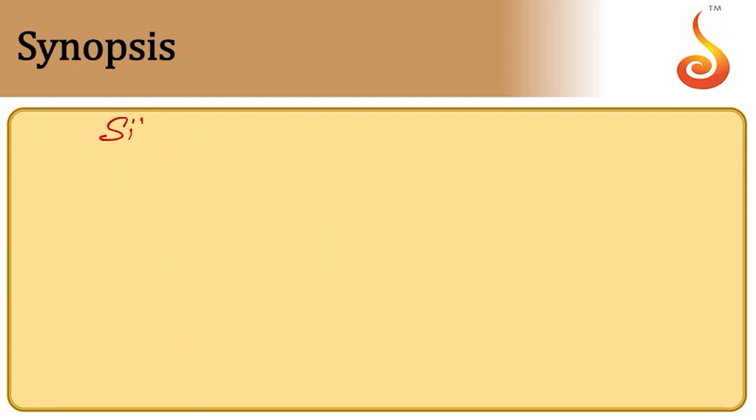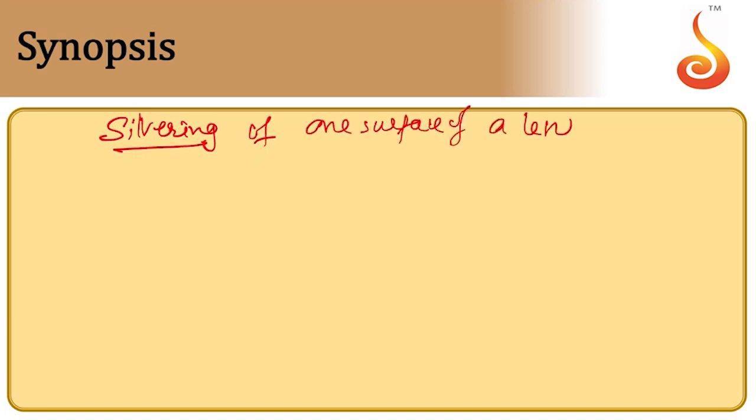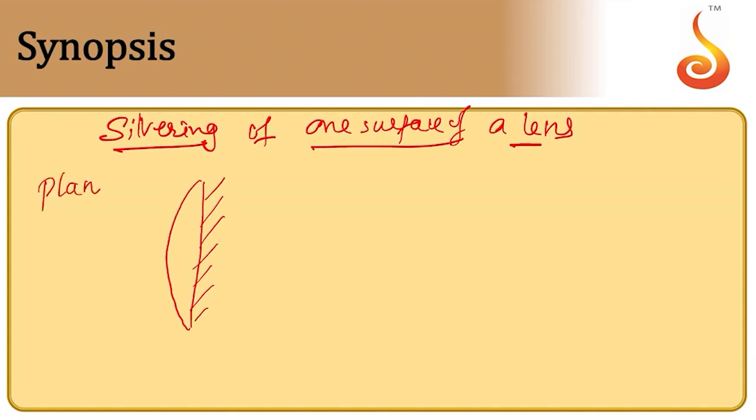Suppose we consider silvering of one surface of a lens. For example, this is the construction. Let's assume that this surface is silvered. Now, if the plane surface is silvered, then the focal length is given by r divided by 2 times n minus 1. Focal length is given by r by 2 times n minus 1.